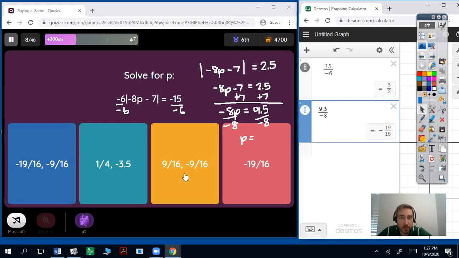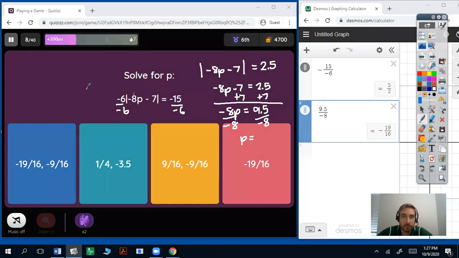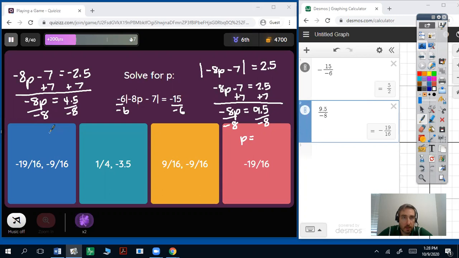The other answer is going to be either -9 over 16 or positive 9 over 16. We get that by taking the same equation and setting it equal to -2.5. So add 7 to that, and that's going to be 4.5. And then divide by -8. And p is going to be 4.5 divided by -8.